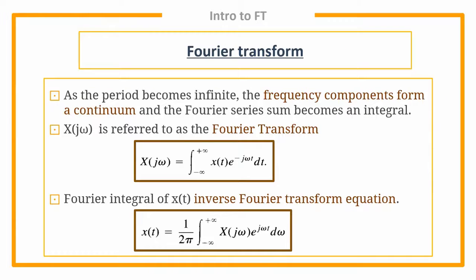In that way, we can find a representation for aperiodic signals or signals that are not periodic. So as the period becomes infinity, the frequency components form a continuum and the Fourier series sum becomes an integral. So we are introduced to a new term, Fourier transform, which is given by this expression x of j omega equals integral minus infinity to plus infinity x of t times e power minus j omega t dt. And the inverse Fourier transform equation is given by this equation, which gives back the signal in time domain.